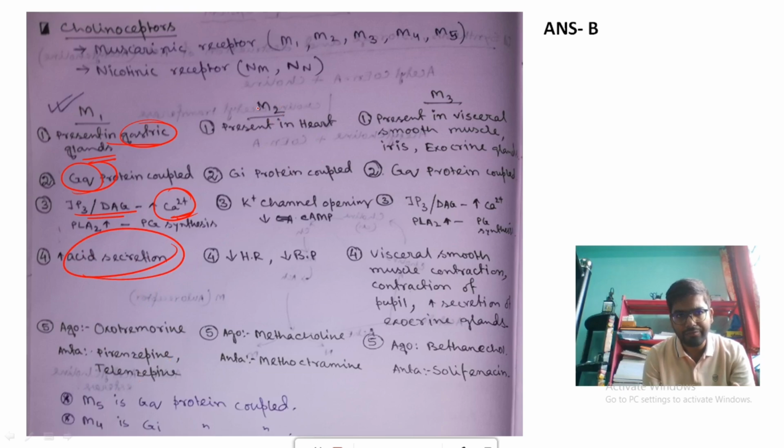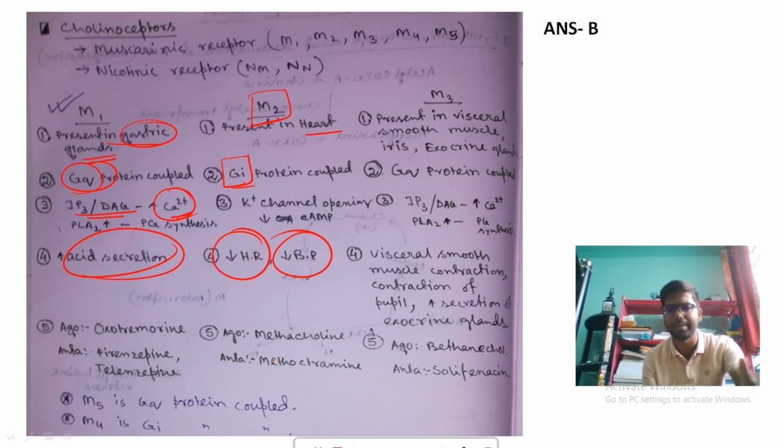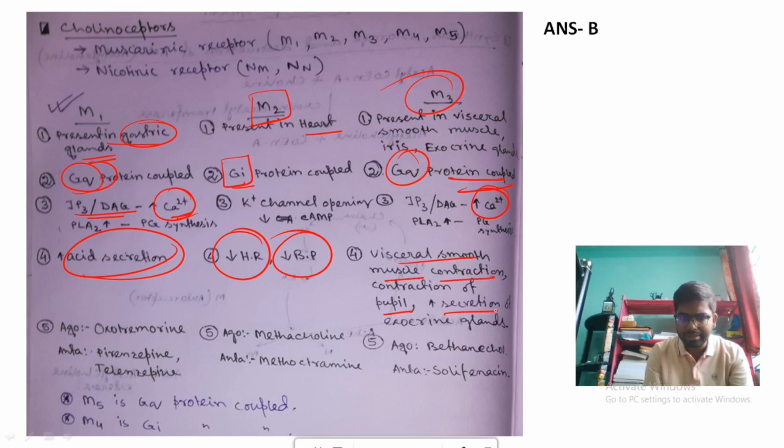The M2 receptor is present in the heart, and it's an inhibitory receptor. That means an inhibitory protein is there, the Gi protein. That's why heart rate and blood pressure will be decreased when the M2 receptor is activated. In case of the M3 receptor, again it is a Gq protein coupled receptor. That means calcium will be released from the sarcoplasmic reticulum and it will contract the visceral smooth muscle and pupil, and secretion of the exocrine glands will be increased. So I hope the three receptors M1, M2, M3 are clear to you now.